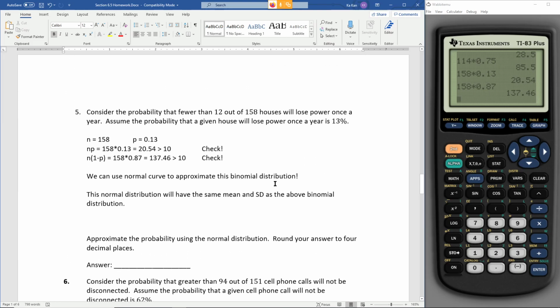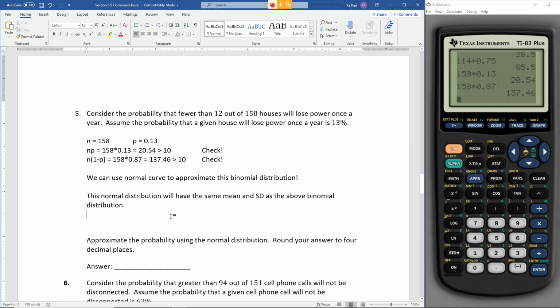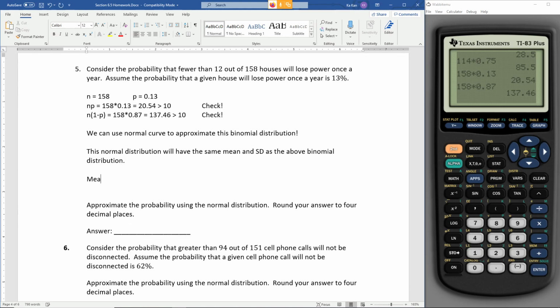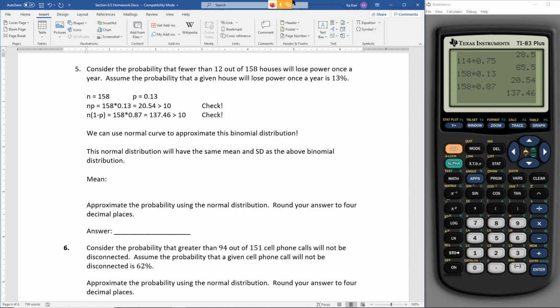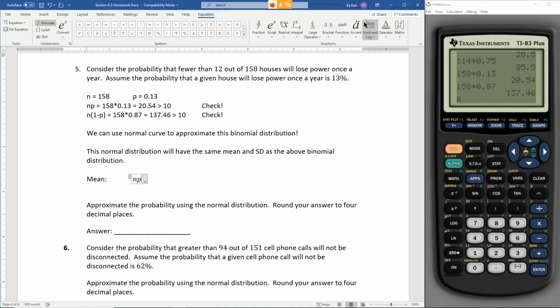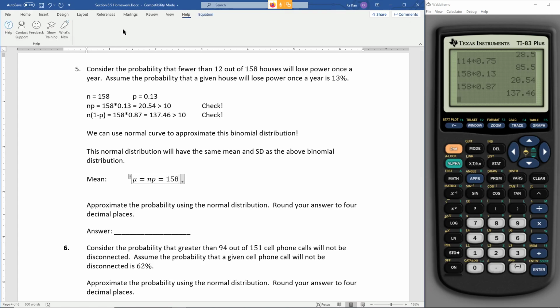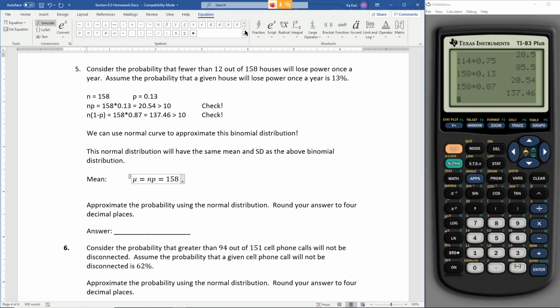So in our case, the mean is going to be n. So maybe I use this right here just to make sure the mu equals n times p equals 158 times, with the data. I know we did it already, but I just want to make it official, right? Times 0.13, which is equal to 20.54. Just like that.